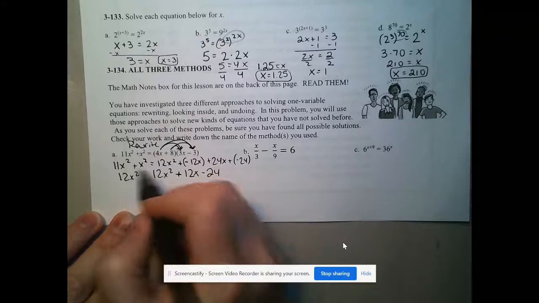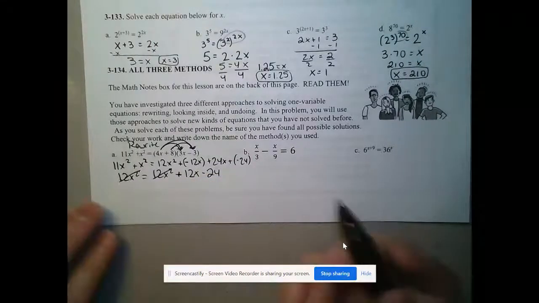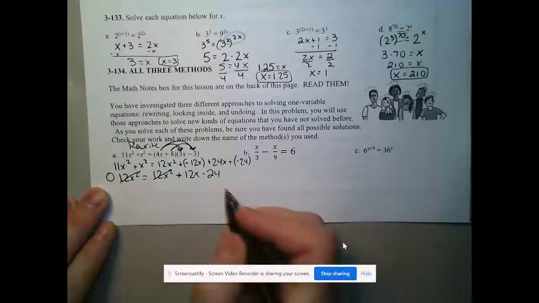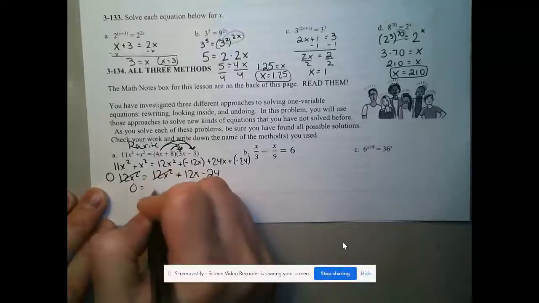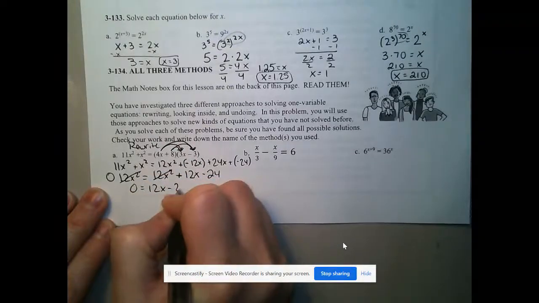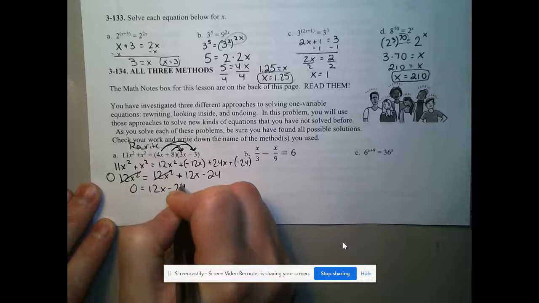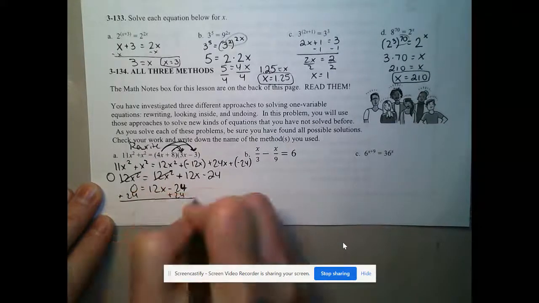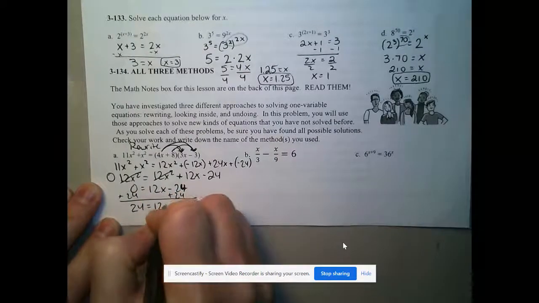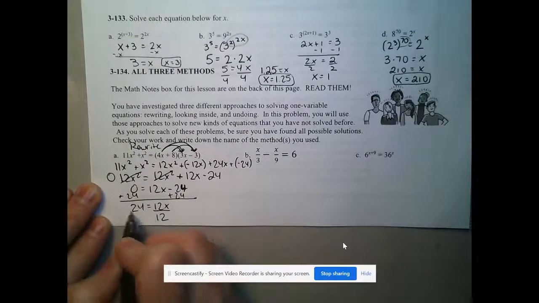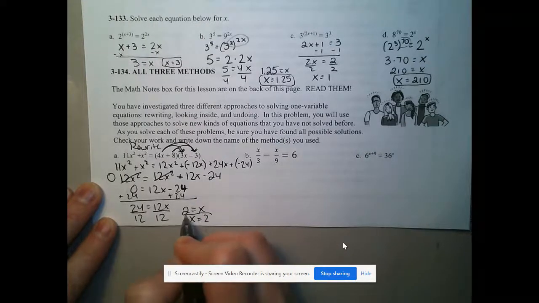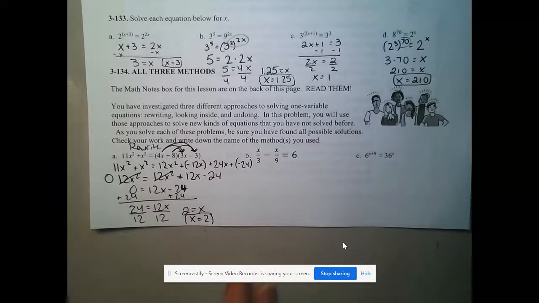If I take away 12x squared from both sides, they cancel each other, and all you have left over here on the left side is 0. 12x squared, take away 12x squared is 0. So now 0 equals 12x minus 24. That is still a two-step equation, even with a 0 over there on the left. I can add 24 to both sides. 24 equals 12x, and I can divide both sides by the 12 and get 2 equals x, or the better order, x equals 2. That was a rewrite.